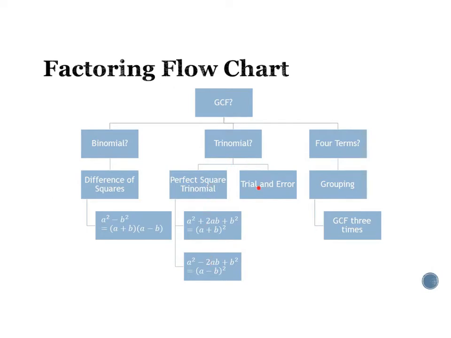Otherwise, we're just doing trial and error, which is you just trying to factor into 2 binomials. And the method that we're going to learn today deals with if you have 4 terms. The only way to factor 4 terms is by grouping. Not all 4 terms can group, but if it can be factored, it can group. Grouping does involve pulling out a GCF 3 times, and I will show you what that looks like today.